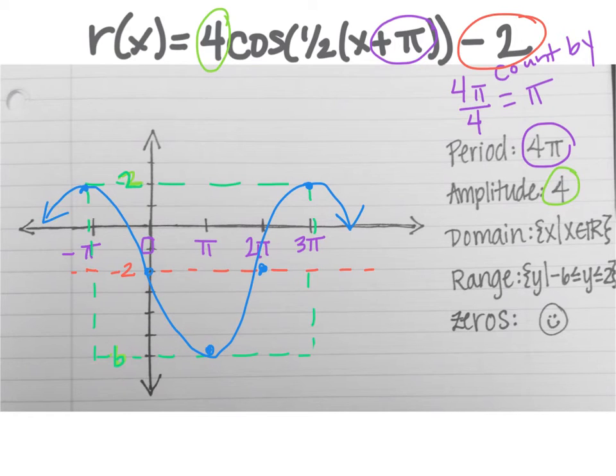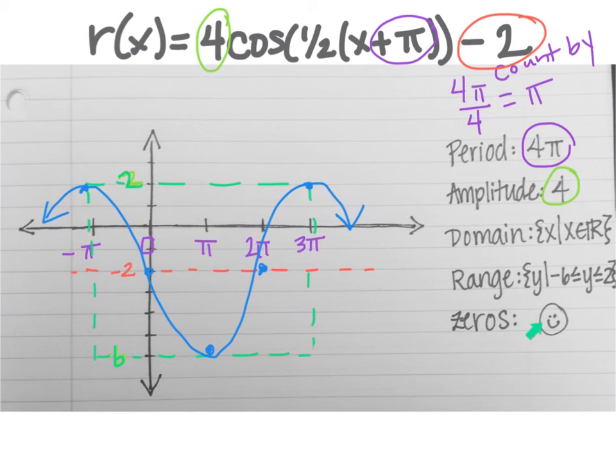After that you can see how these other pieces are filled in that we hadn't done previously. So the period and amplitude were done ahead of time. You probably could have filled in the domain as well. Now that I have the y-axis labeled, I can fill in the range. And for the zeros, I just put a smiley face because it's not that there aren't any zeros. We can definitely see where our curve crosses the x-axis, but they're very difficult to find. We'd have to use technology to assist us in that.